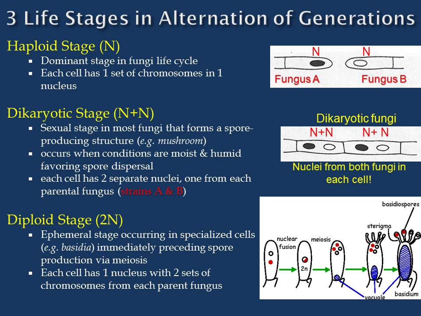It's an ephemeral stage occurring in specialized cells, for example basidia, that immediately precedes spore production via meiosis. So the 2 nuclei in the dikaryotic stage will fuse. Then we have a 2N group, and then that 2N will go through meiosis, producing 4 gametes, and then each cell has 1 nucleus with 2 sets of chromosomes from each parent fungus.